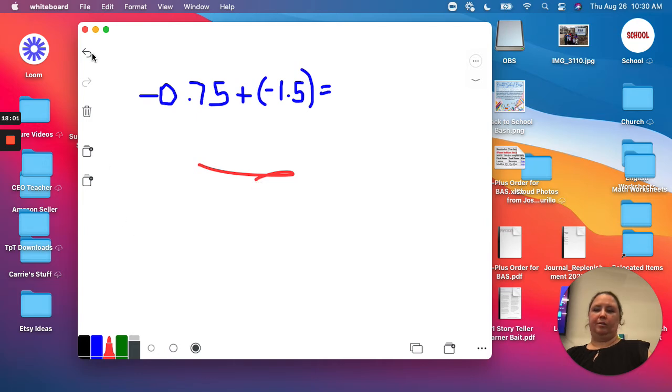Okay, if you have a negative next to a positive like this, the negative wins. So don't get confused by this. I would rewrite it. So I'd say negative 0.5. And instead of saying plus a negative, just say minus 1.5.